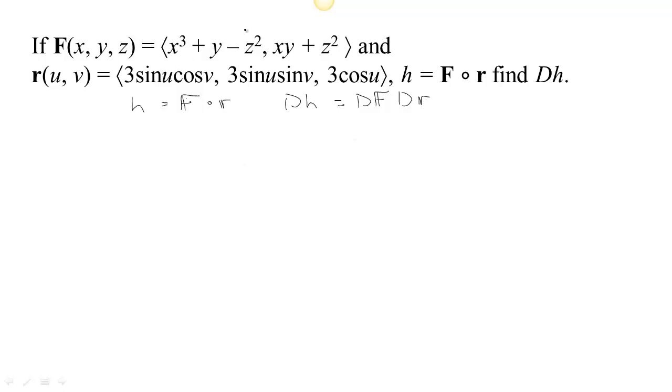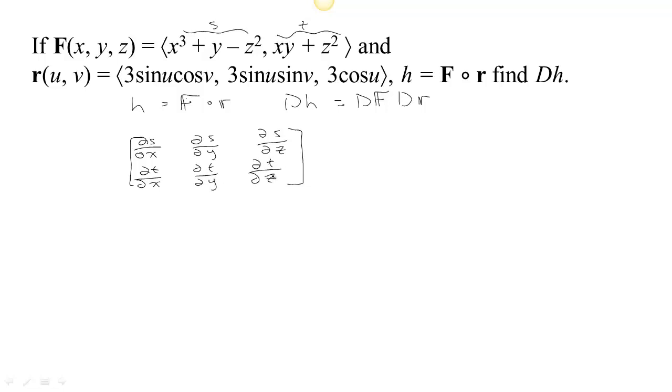Now f had two outputs, which we called s and t, right? And it had three inputs, so f was a 2 by 3 matrix. The entries were the derivative of s with respect to x, the derivative of s with respect to y, and the derivative of s with respect to z. And then the second row in the total derivative df was the derivative of t with respect to x, the derivative of t with respect to y, and the derivative of t with respect to z. So that's df, right?